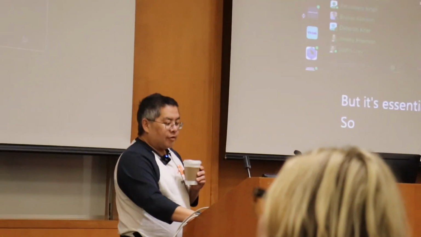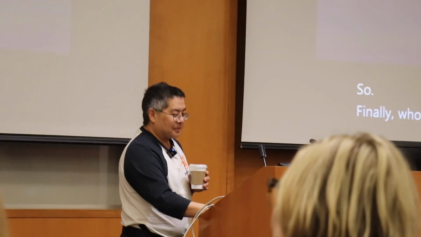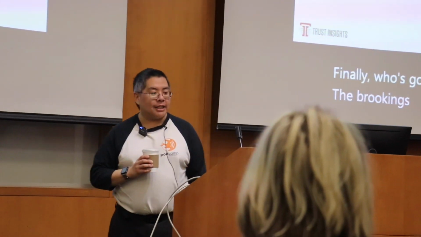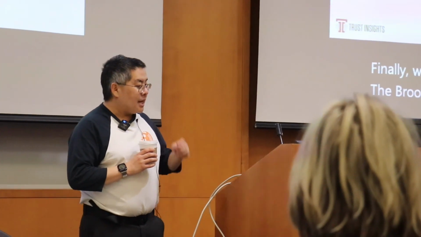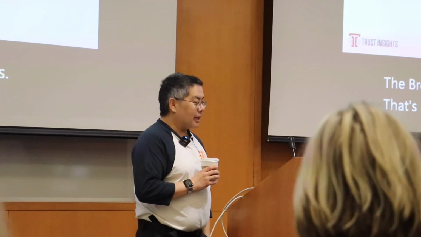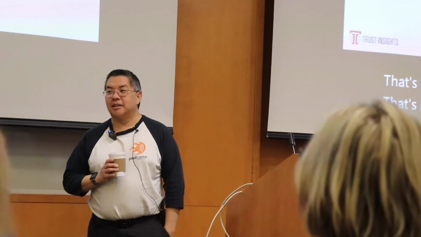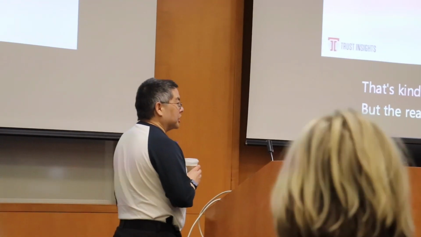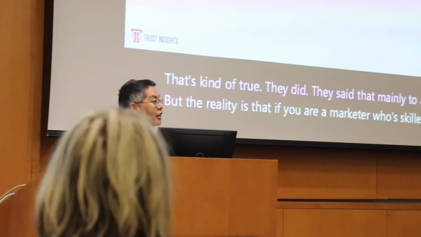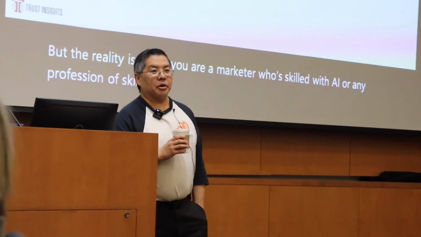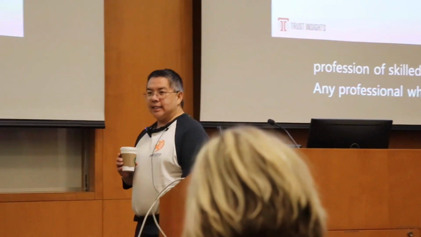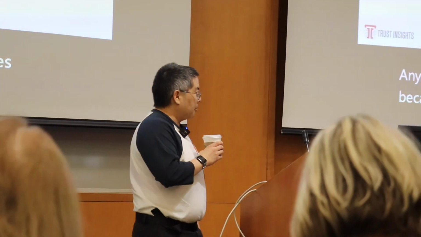So, finally, who's going to lose their jobs? Well, the Brookings Institute said AI is going to take away tasks, but not jobs. That's kind of true. They said that mainly to avert panic. But the reality is that if you are a marketer who's skilled with AI, or any profession who's skilled with AI, you will replace a marketer who is not. Any profession who is not competent at AI is an endangered species because of the speed at which these tools are proliferating.